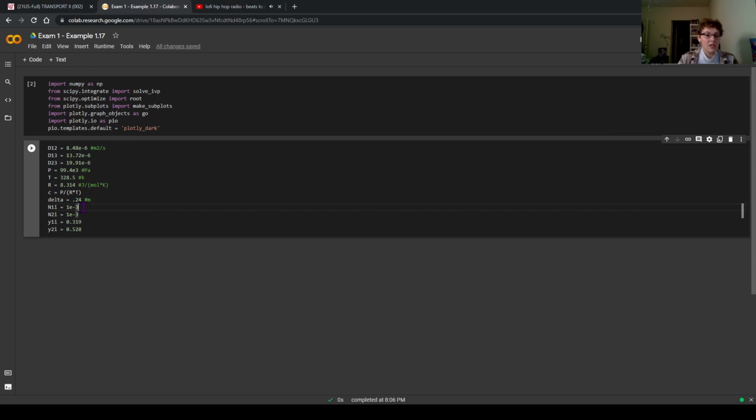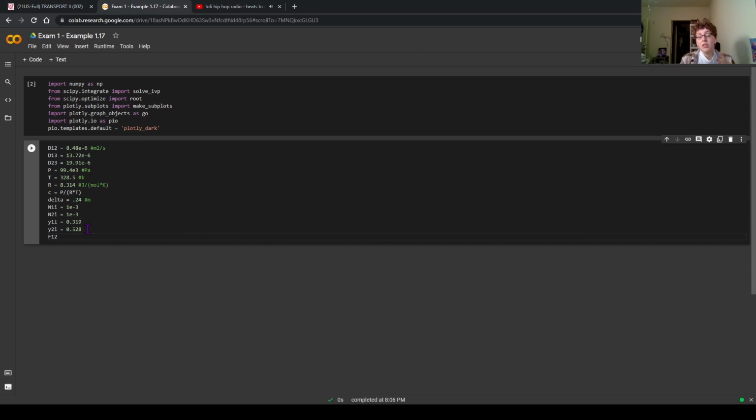And then we have delta on here, as well as our initial guesses for our molar fluxes, and then our initial values for our mole fractions at eta equals 0. We are also going to include the definitions for F12, F13, and F23 on here that we discussed earlier, just to make writing the driving force equations easier later.